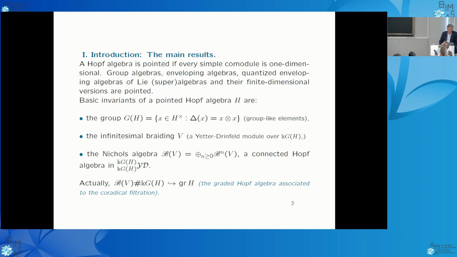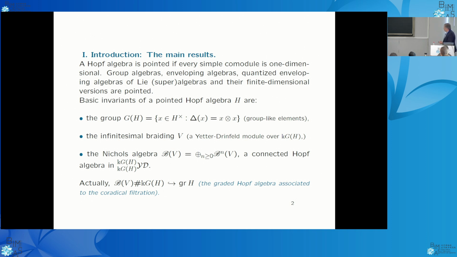So the problem that we are working on after many years is the classification of pointed Hopf algebras under the assumption that they are finite dimensional. For that, we start by observing that there are three very basic invariants of a pointed Hopf algebra. The first basic invariant is the group of group-like elements, which is the set of x in H which are non-zero and satisfy this condition. This is a classical invariant of any Hopf algebra, pointed or not.